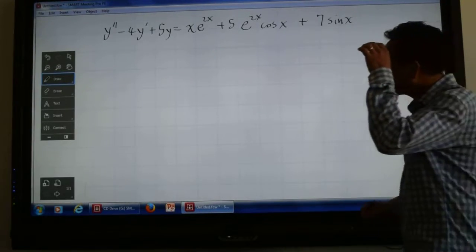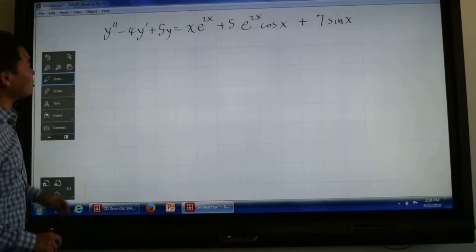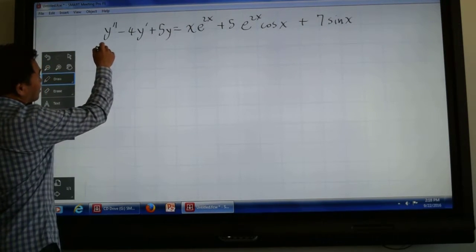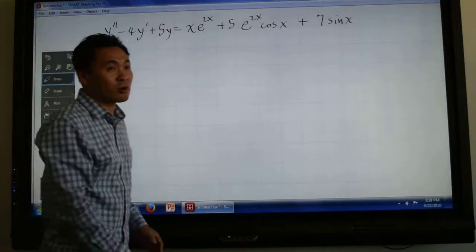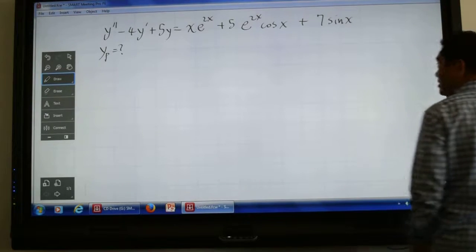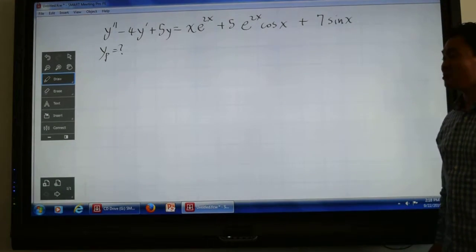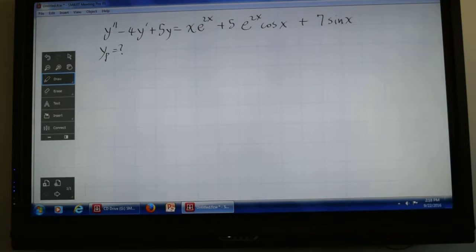All right, so this time we have a non-homogeneous equation, and the question is to find the appropriate form of yp. Of course, to solve this fully would be a nightmare. It's not something for humans to do. You just ask the computers to do these actual calculations.